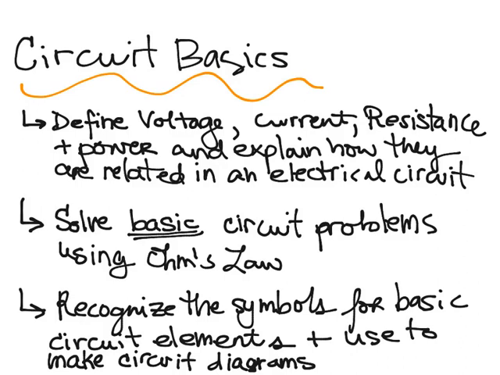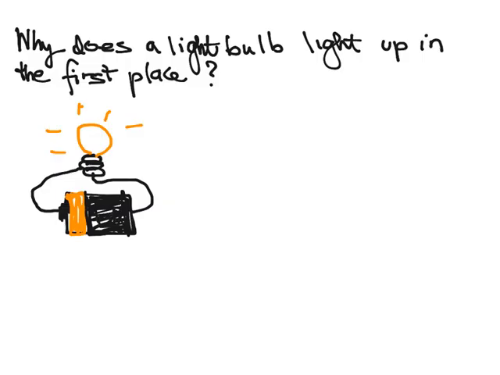By the end of this video, you should be able to define voltage, current, resistance, and power, and explain how they're related in an electrical circuit. You should be able to solve basic circuit problems using Ohm's law and the power law, and you should be able to recognize the symbols for basic circuit elements and use them to make circuit diagrams.